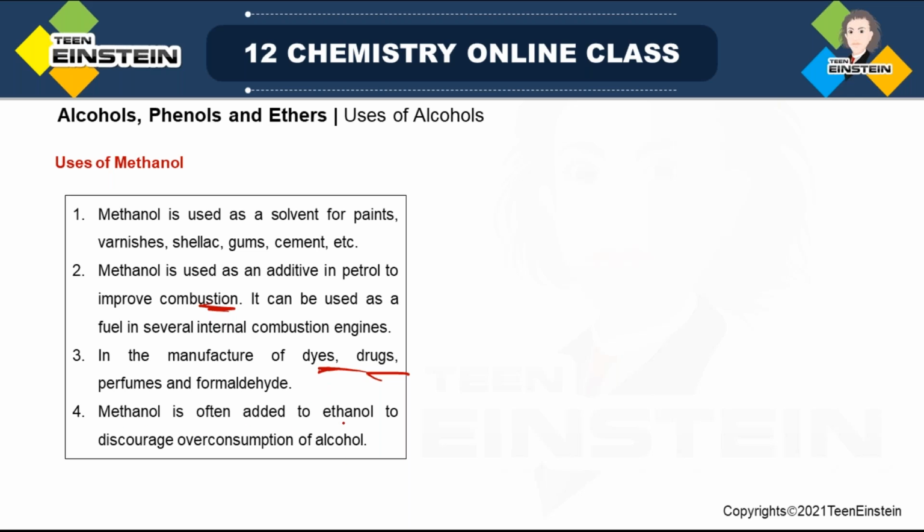And also a very important application: it is mixed in very small amount with ethanol, so that we can discourage the overconsumption of alcohol, because only ethanol is consumed, not methanol. It has a poisonous effect. So that is why, if we want to discourage the consumption of ethanol, we have to mix some poisonous alcohol. So that is another application.